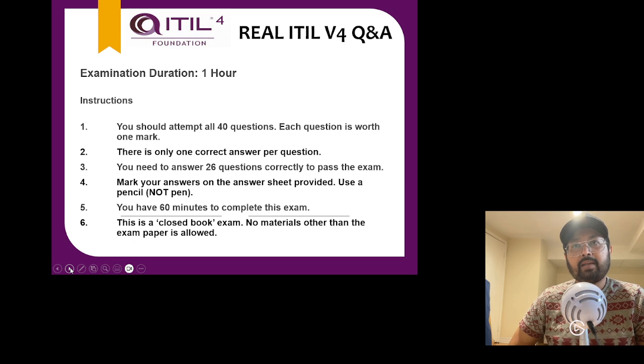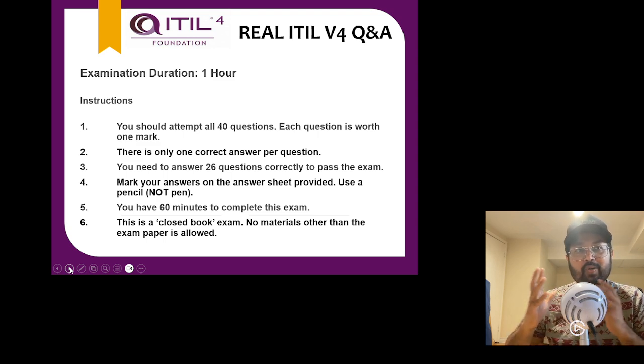In the first slide, I'm going to show you the question pattern and the test pattern. As I said, this is a 1 hour test and you have to attempt 40 questions. Each question is worth 1 mark, and there is only one correct answer per question. So you don't have to select multiple answers; it is not a multiple choice type. It's a single choice type test.